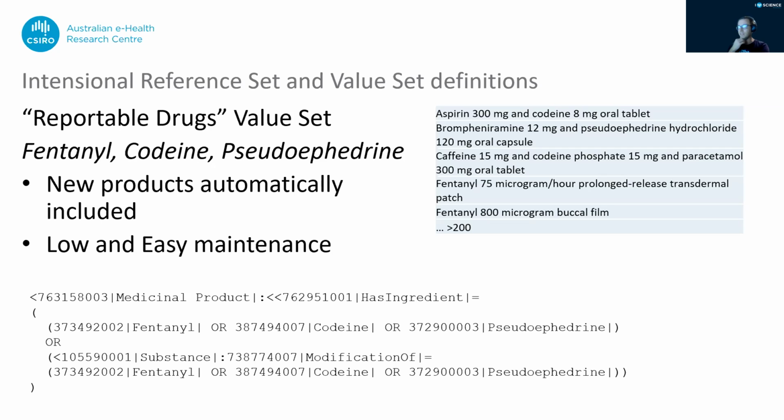Again, this query is against the international release. We get over 200 products for that. And that's fine then to use for our reportable drug value set. And maintenance for that is low and easy. We don't actually have to do anything to get new products. They automatically come into the value set as soon as they're added. The only maintenance is if a jurisdiction wants to add a new reportable drug, we just have to add that in. So if someone wants to start tracking morphine or cannabinoids, we add those into the little OR queries there, and that's it.